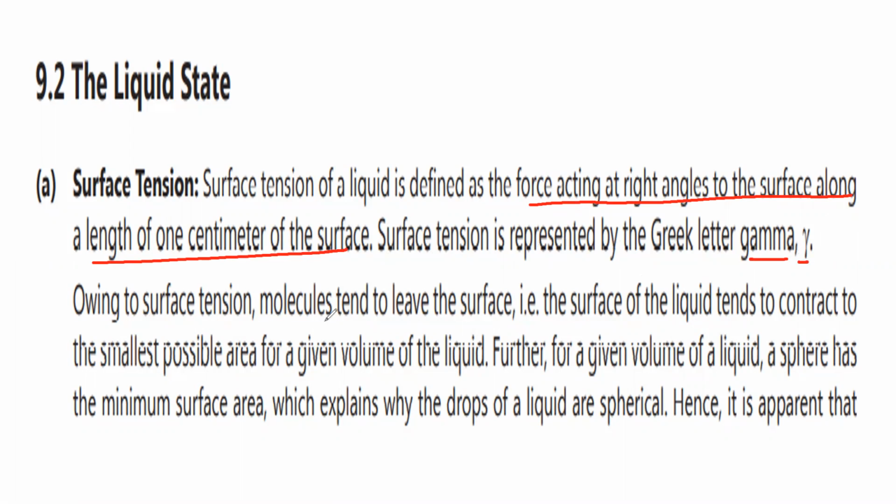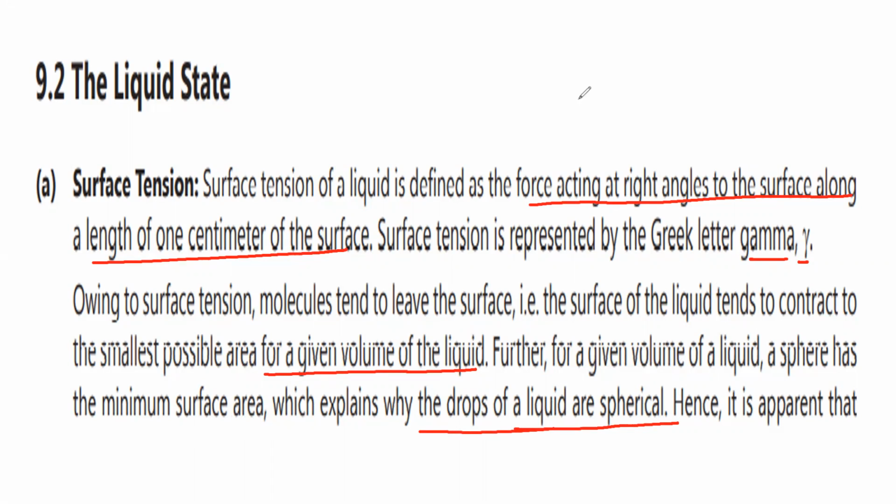Owing to surface tension, molecules tend to leave the surface, that is, the surface of the liquid tends to contract to the smallest possible area for a given volume of the liquid. Further, for a given volume of a liquid, a sphere has the minimum surface area, which explains why drops of liquid are spherical. Why are the drops of liquid spherical? Because they occupy the minimum surface area.